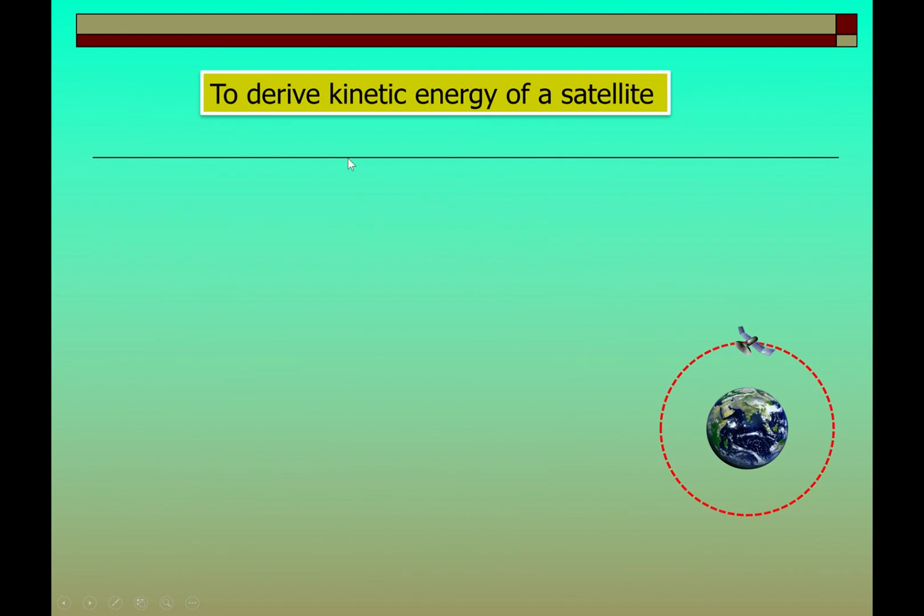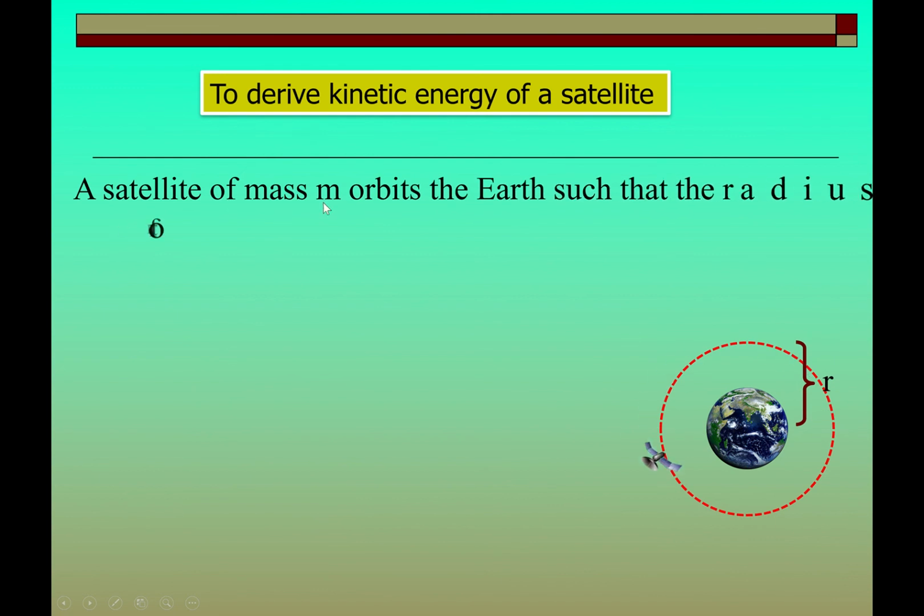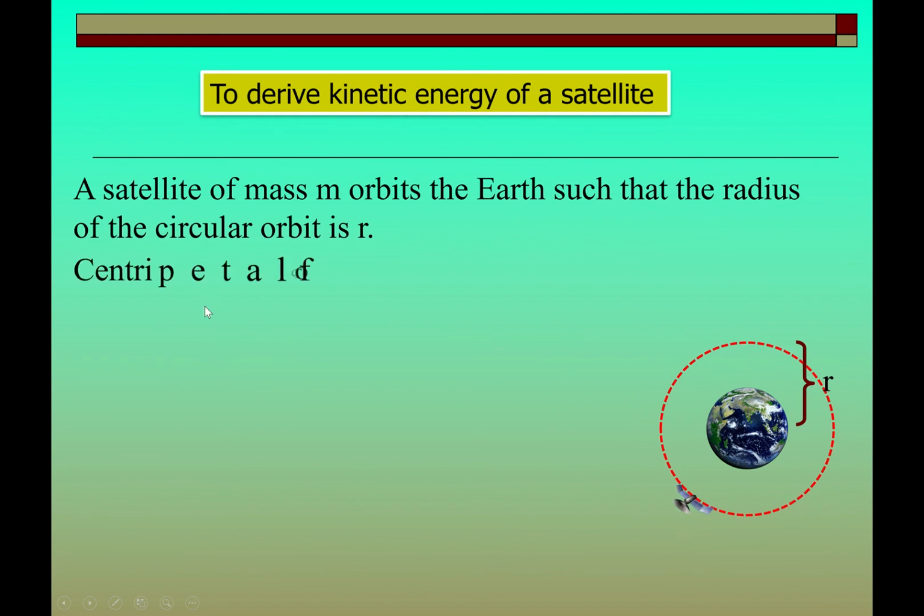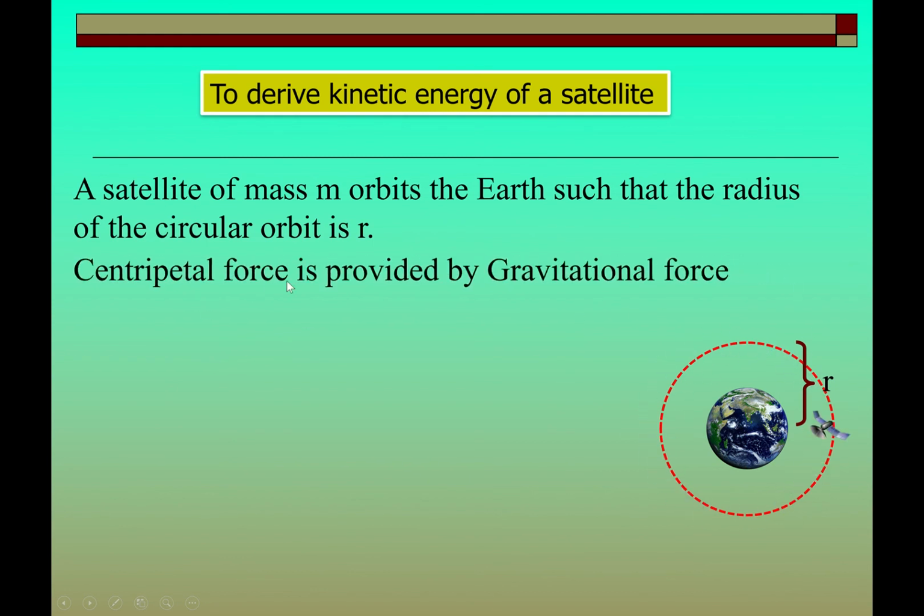Next, we are going to derive the kinetic energy of a satellite. A satellite of mass m orbits the Earth such that the radius of the circular orbit is r. Using centripetal force, which is provided by the gravitational force, we can write mv squared per r, the centripetal force, equals the gravitational force GMm per r squared. Again, m is the mass of the satellite, and the capital letter M is the mass of the planet. So we can cancel out r.